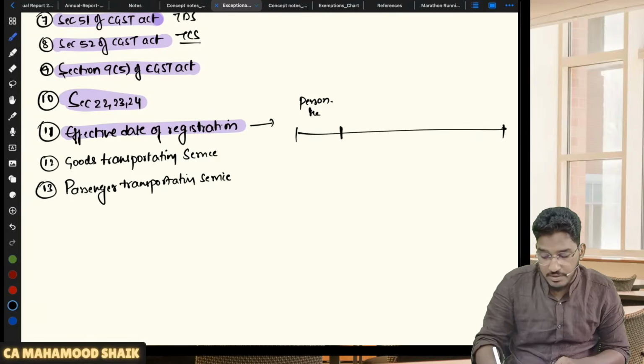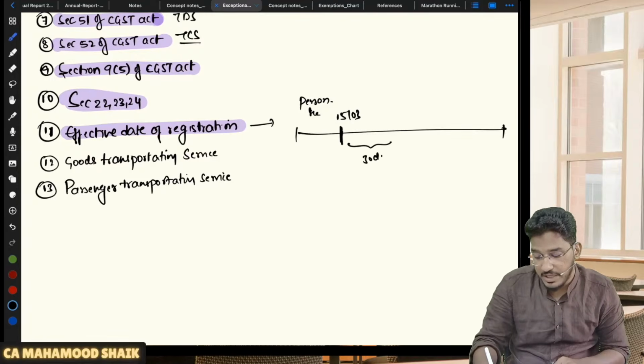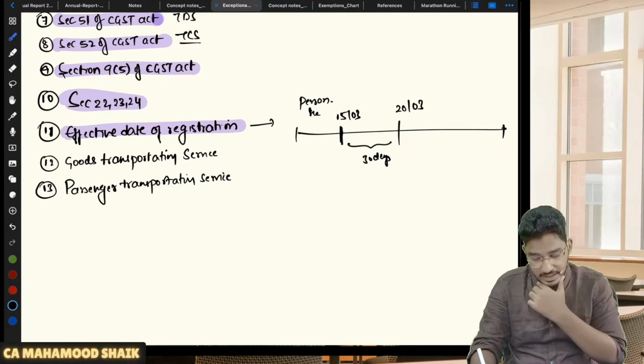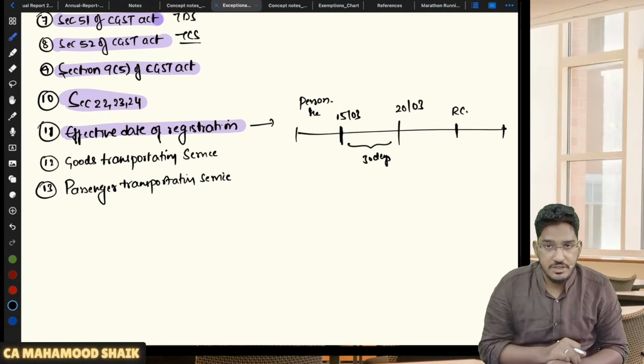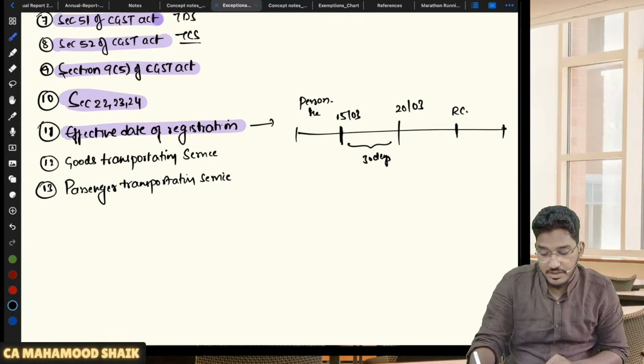If you became liable for registration on one day, let us say for example, you became liable for registration on 15th of March. If you are submitting the application within 30 days, let us say you are submitting the application on 20th of March only. Within 30 days you have submitted the application? Yes. Thereafter, registration certificate will be granted. Let us say for example, registration certificate has been granted on 15th of April.